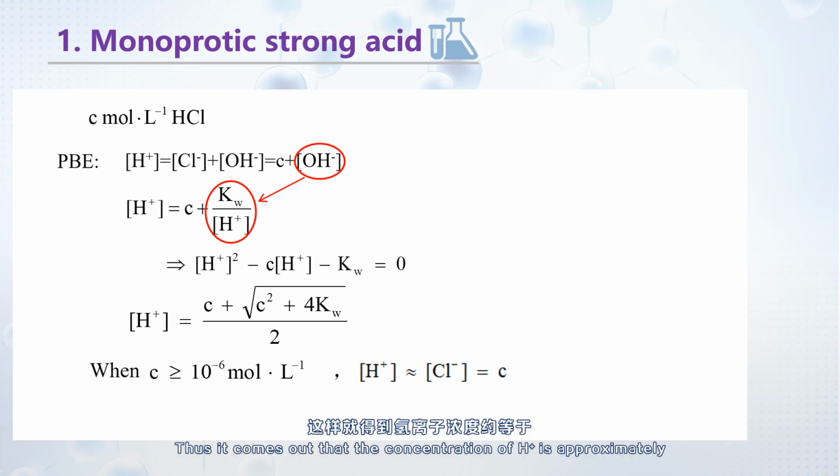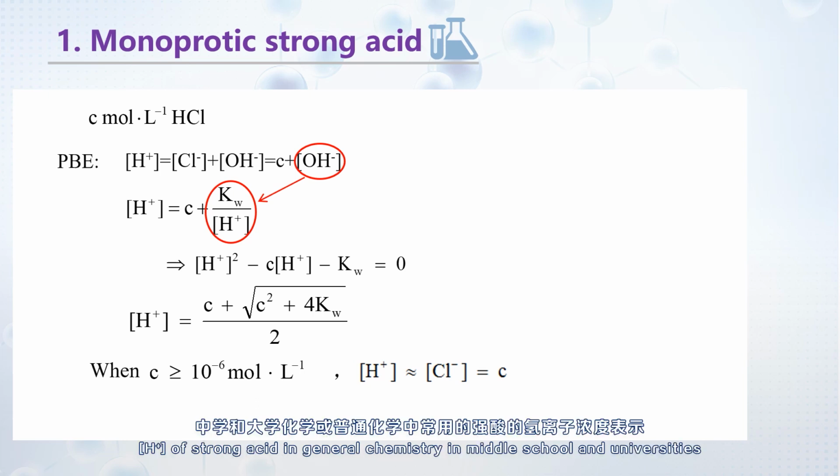Thus, it comes out that the concentration of hydrogen is approximately equal to the initial concentration of acid, which is a reduced form of equation for the calculation of hydrogen. It is also the calculation expression for hydrogen of strong acid in general chemistry in middle school and universities.